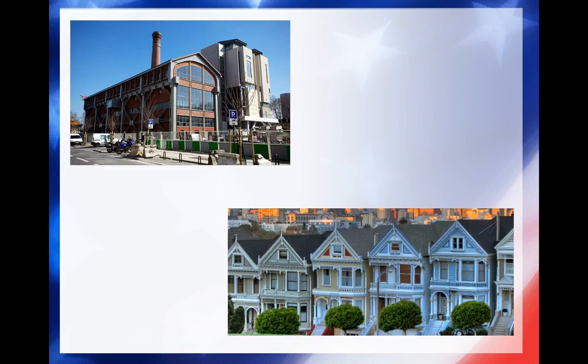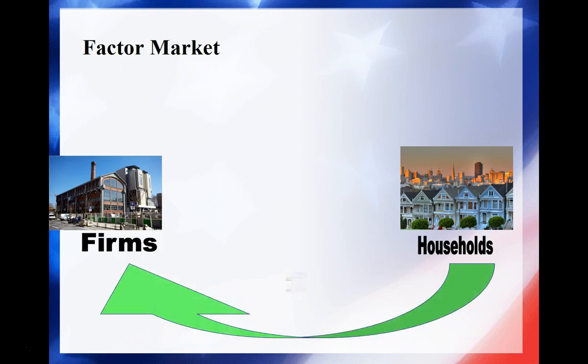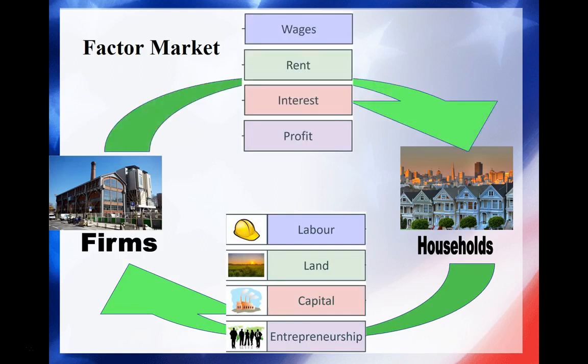First, there are firms and there are households. In the factor market, the households provide the factors of production, land, labor, capital, and management, and the firms return to the household wages, interest, rents, and profits. By doing this, the firms give more to the households so the households can supply more to the firms.